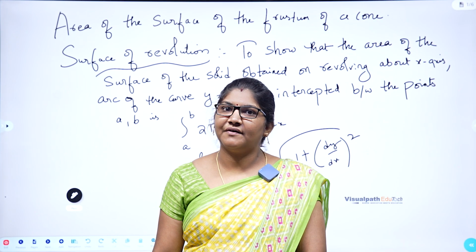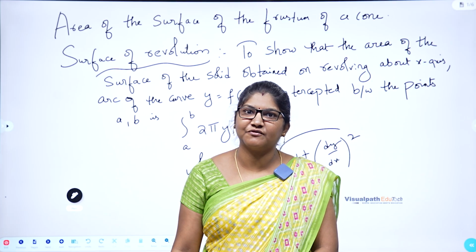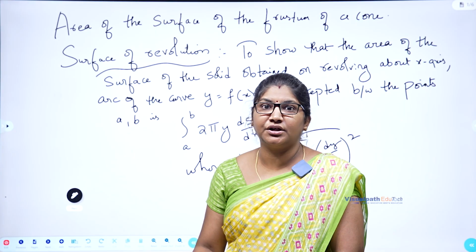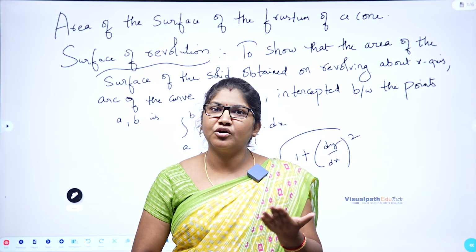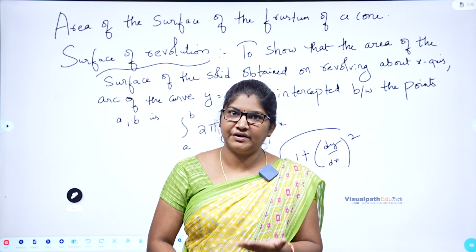Let us continue our next topic in differential and integral calculus of our semester 1 syllabus. And this is the last topic of unit 4. Already we have seen length of the arc and volume of the solid of revolution.